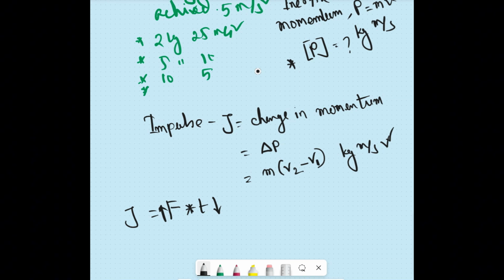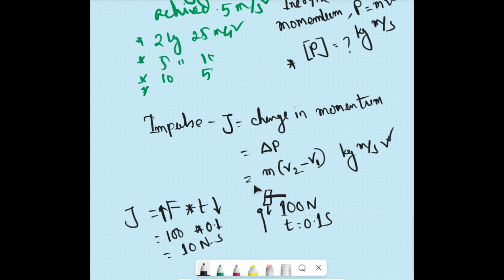Say there is a nail and you are going to hammer on the nail. So the force applied on the nail is, for example, 100 Newton and the time is very short, say 0.1 second. So if we put in the values, 100 Newton times 0.1 second, it will be 10 Newton second. So this is the impulse force.